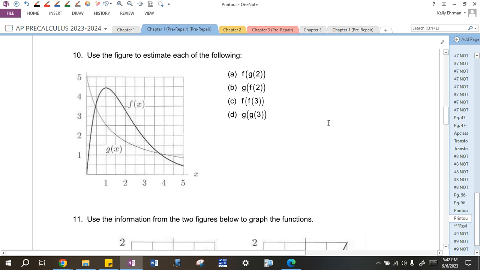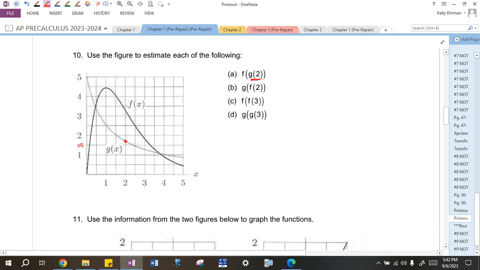Use the figure to estimate each of the following. So your best guess on these, I'm going to kind of use decimals as best as I can. So start on the innermost function, g of 2. So that means go to 2 on the x-axis. And where does the graph hit g? g is this lower one. So let's estimate. This is 1.5.